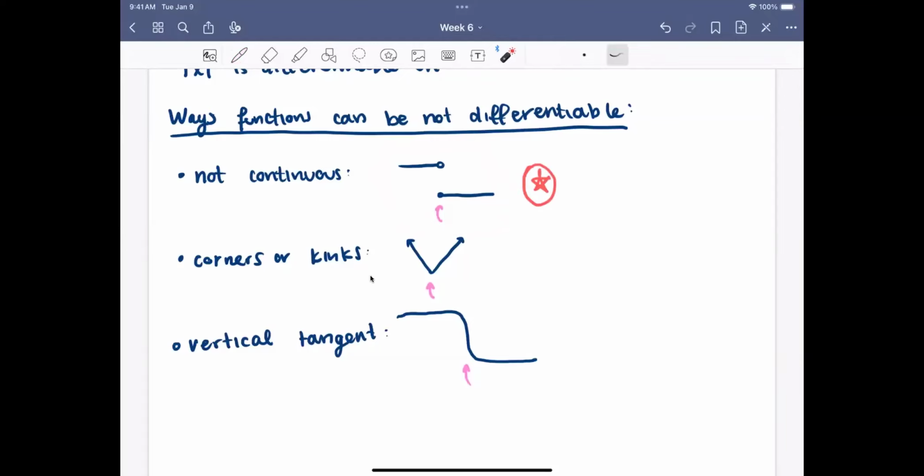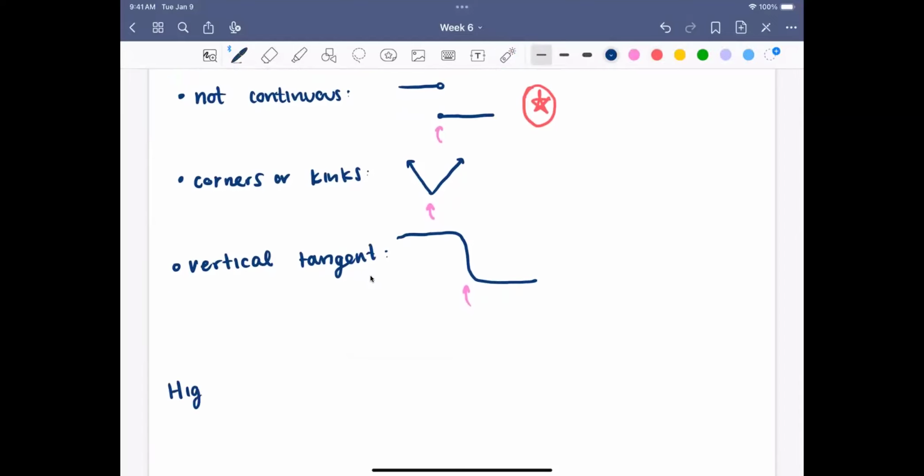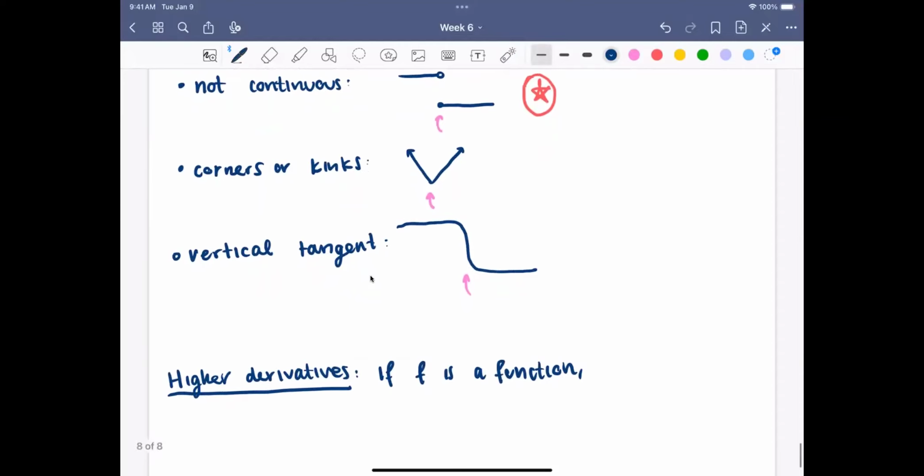Okay, one thing I wanted to mention was that we can take what's called higher derivatives of a function. So say you have a function f. If f is a function, then we've been talking about how to take its derivative. So we get this new function f prime.